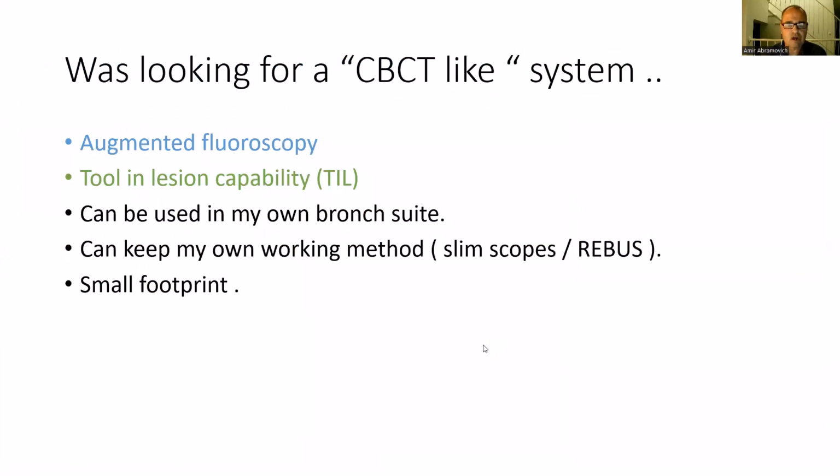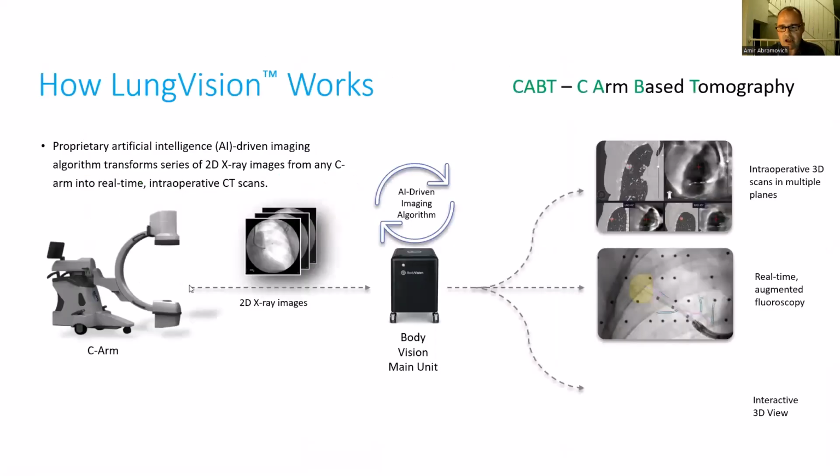So I was looking for a cone beam CT-like system that will have augmented fluoroscopy, that will have tool and lesion capability, and can be used in my own bronchoscopy suite. And a system that I can keep with my own working method, which is using slim scopes and radial ultrasound, and a system which has small footprints. This is how I came to know about the LungVision system.